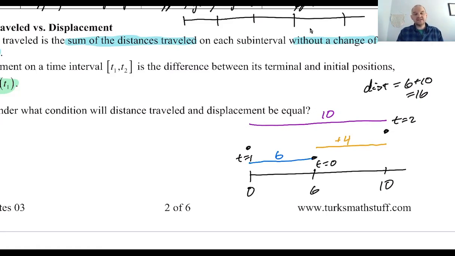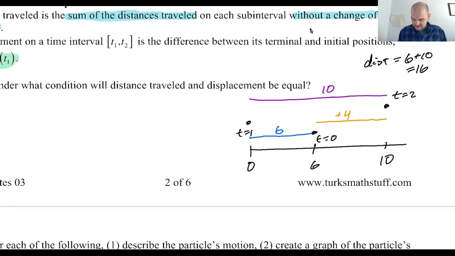Displacements can be positive or negative, right? So for this particular case, when we started at t equals 0, we were at 6, and at t equals 1, we're at 0. Your displacement is negative 6, because you are now 6 units to the left of where you started. The distance traveled is the absolute value of that. It's positive 6. You traveled 6, but your displacement is negative 6.